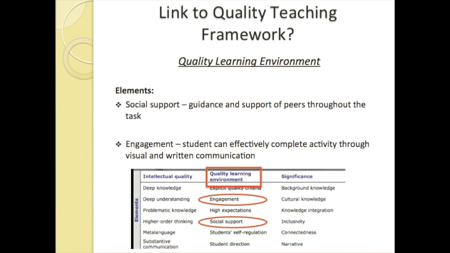In regards to the quality teaching framework, both differentiations align with the quality learning environment dimension. It links specifically to the element of social support, as working in pairs allows both students to offer each other support and guidance throughout the task. It also links to the element of engagement, as the Google Docs activity does not require any auditory learning. It focuses purely on visual and written expression, which is an inclusive environment for a student with hearing loss.